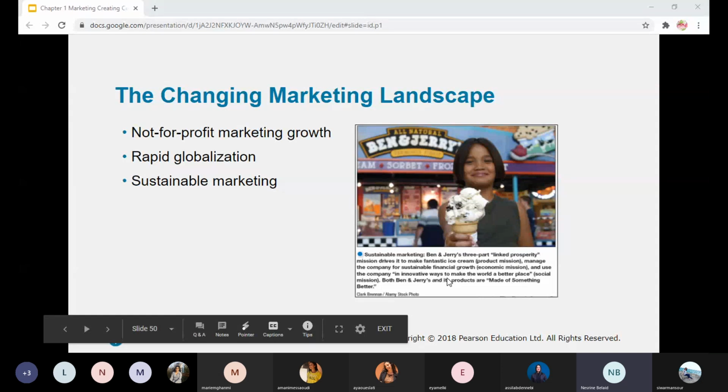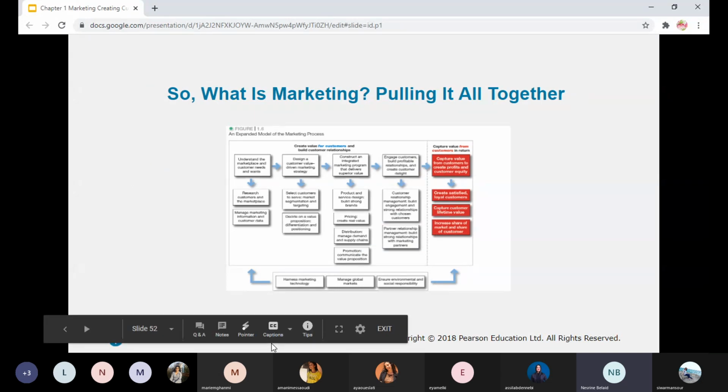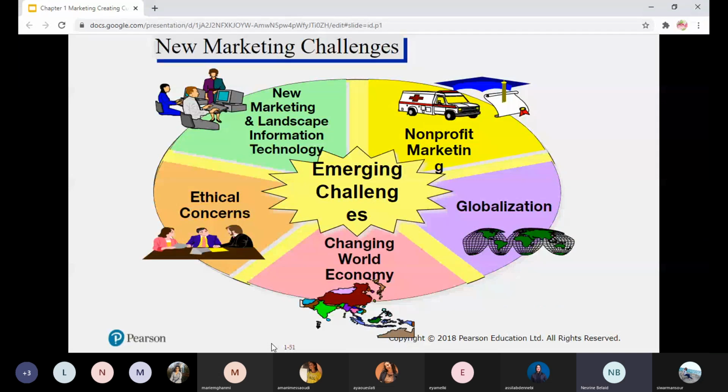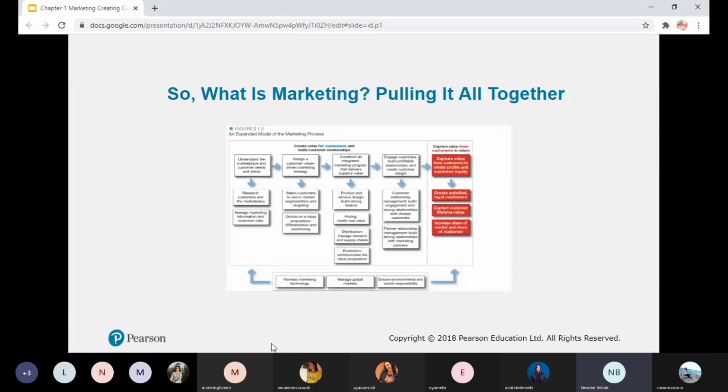So what is marketing? This is a recapitulation of everything we did, trying to put it together. This is the new marketing challenges, and this figure is pulling it all together. This is an expanded model of the marketing process, and you will focus on it when I send you this slide.